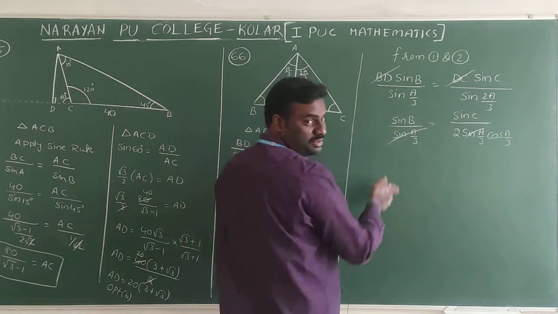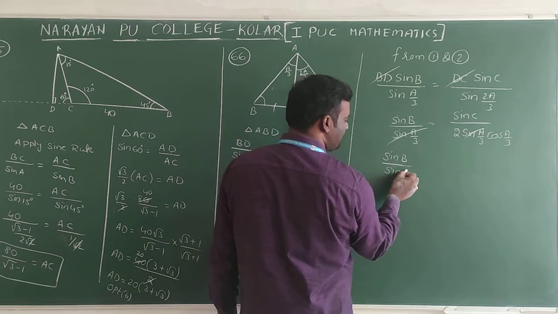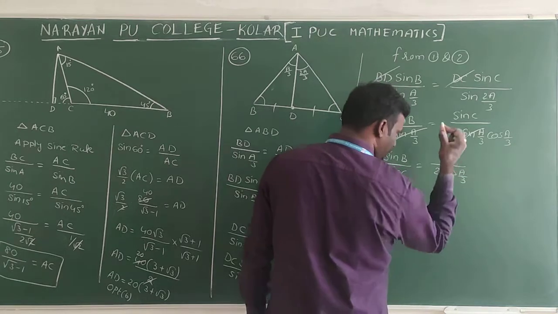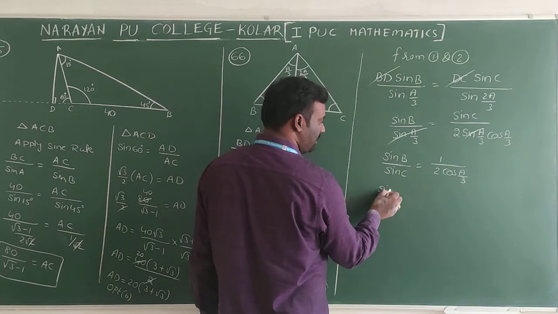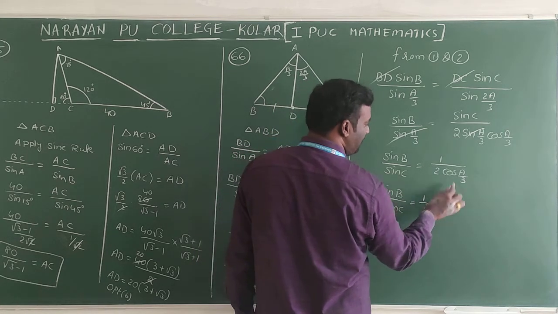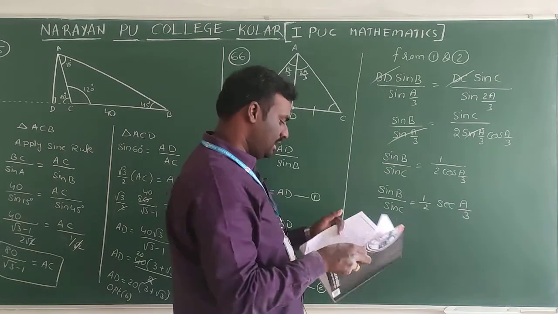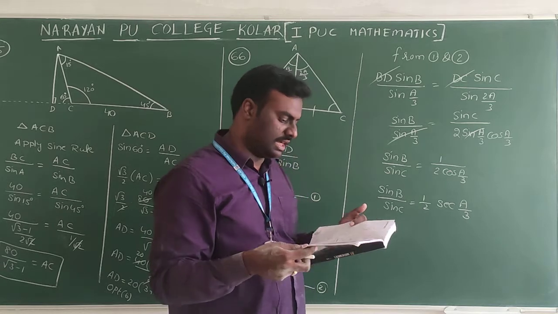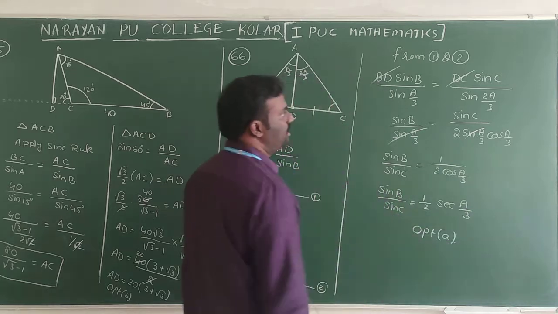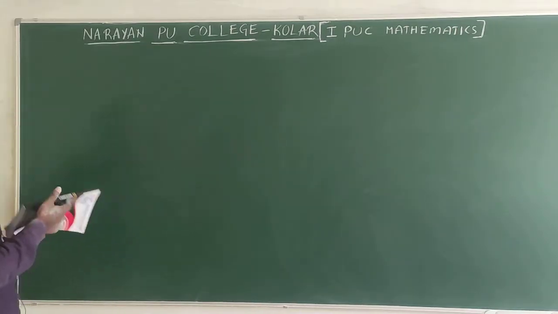Send this sin C to the denominator, then sin B by sin C is equal to 1 by 2 cos A by 3. That is nothing but sin B by sin C is equal to 1 by 2 into 1 by cos A by 3, which is secant A by 3. This is the answer: 1 by 2 secant A by 3. That is nothing but option A is the correct answer.